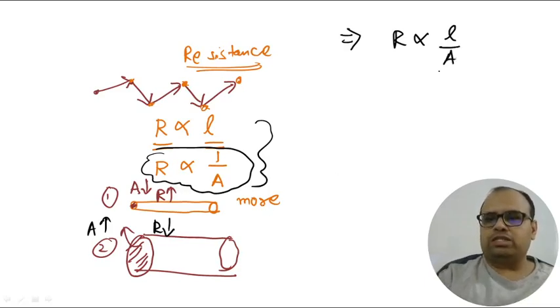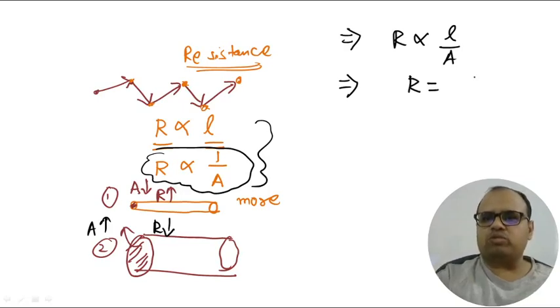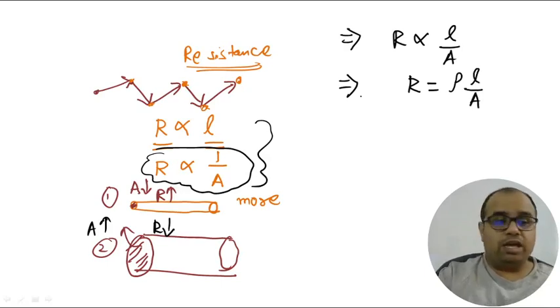Resistance is directly proportional to length upon area. This implies, you know what happens when we remove the proportionality sign? A constant comes, and this constant is rho. So R equals rho L by A. Now, what is this rho? Rho is called resistivity.